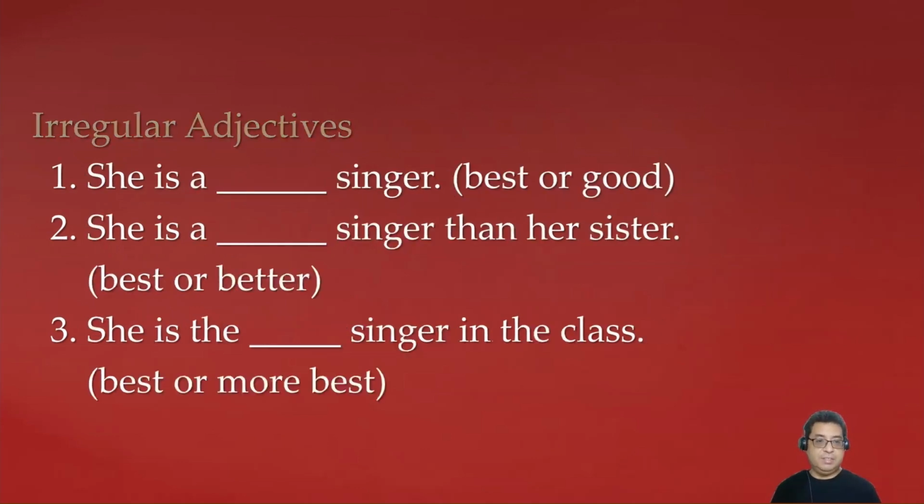Irregular adjectives. Number one, she is a blank singer. What are you going to use? Best or good? That's right, you're going to use good. She is a good singer.